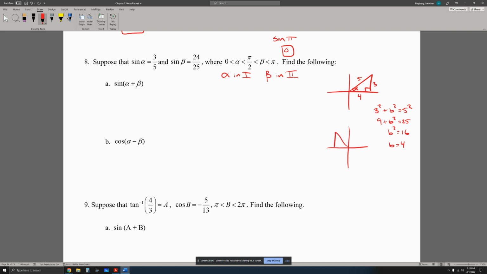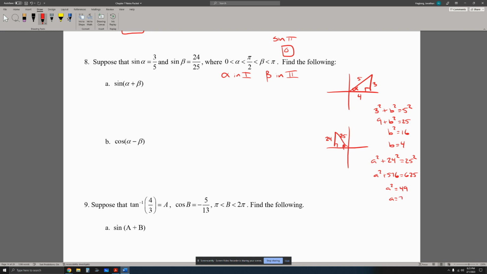So let's go ahead and draw out our triangle here. And angle beta is going to be that reference angle. The sine of beta is opposite over hypotenuse, 24 over 25. Because we're in quadrant 2, we know that that horizontal component, that horizontal side length, is going to be negative. Let's use the Pythagorean theorem to find that other side length. So we have a squared plus 24 squared equals 25 squared. We get a squared plus 576 is equal to 625. So then a squared is equal to 49.